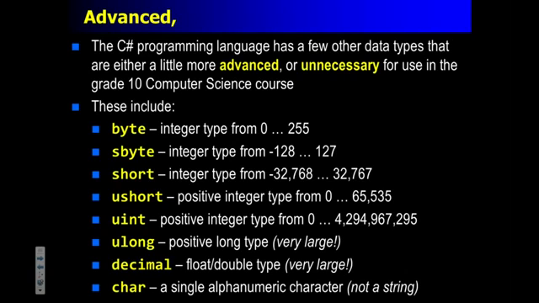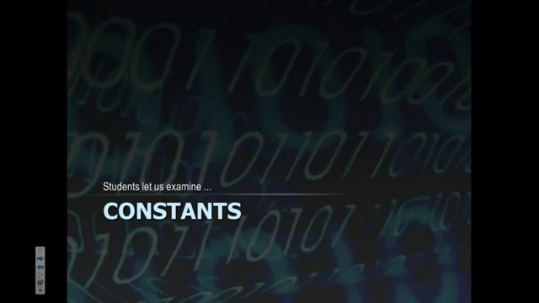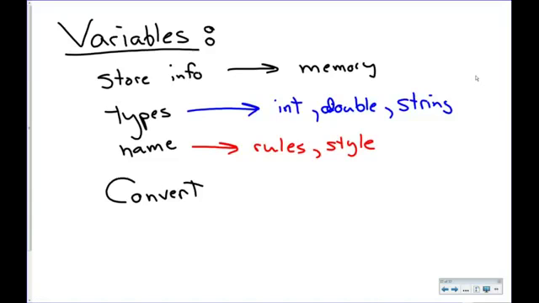Now that doesn't mean that these are necessarily going to be in other programming languages. They might not. There's a lot of similarity between C# and other languages, but they're not exactly the same. Okay, now, one of the other things we did about variables, storing information, types, name, converting, is that variables are useful for formulas, and you knew that from math and science.